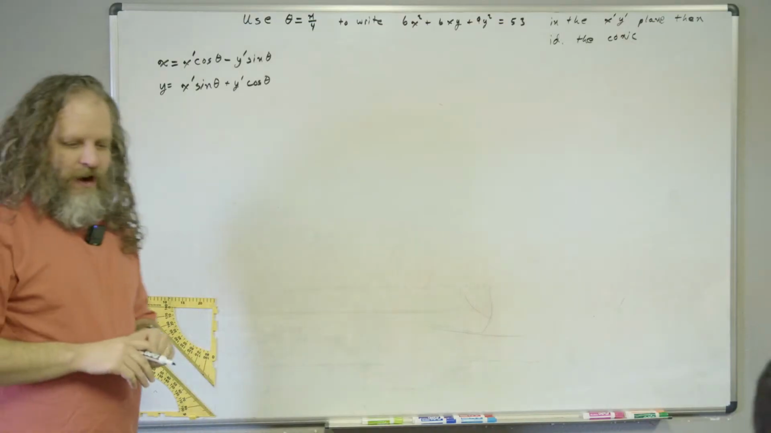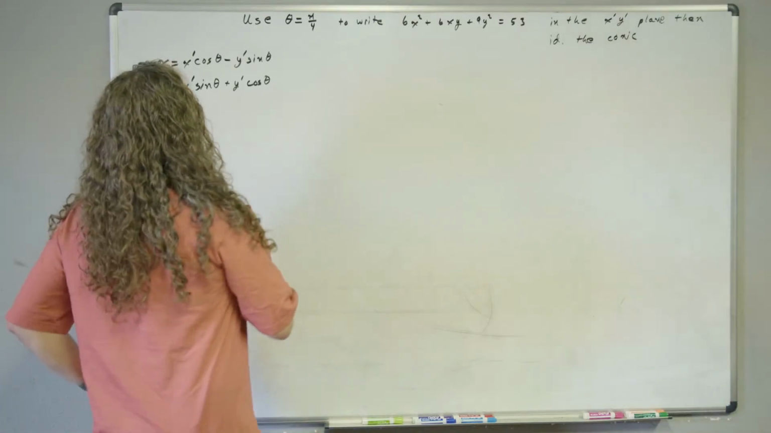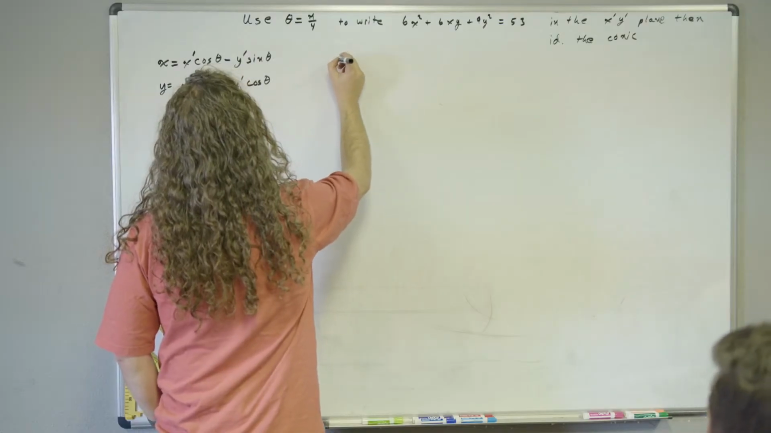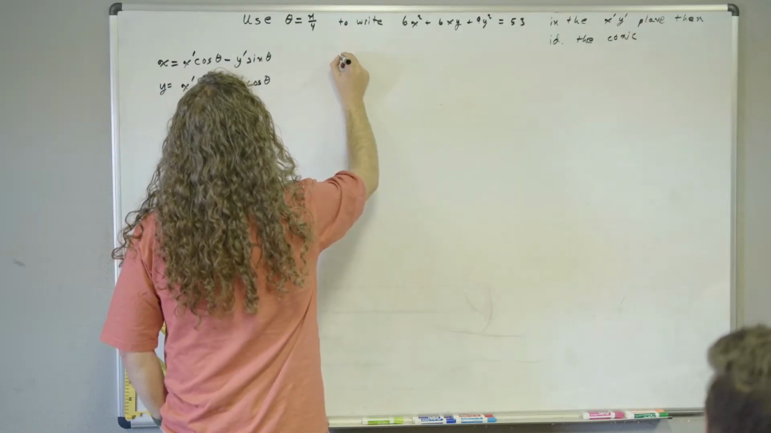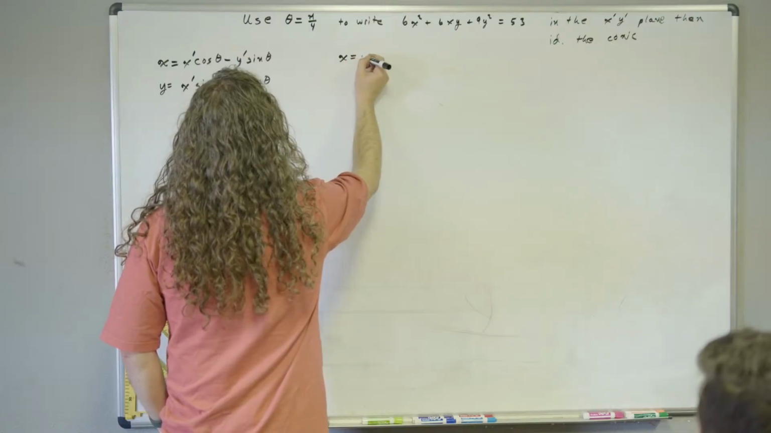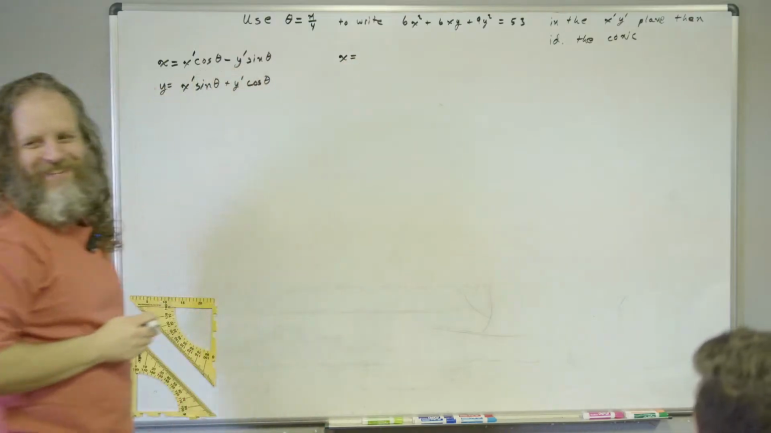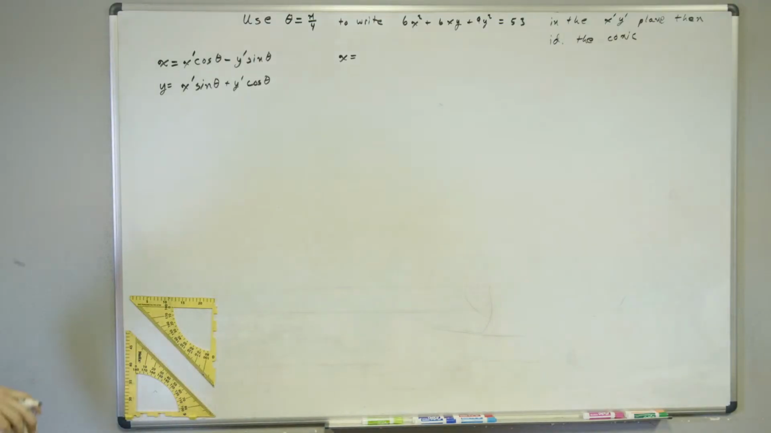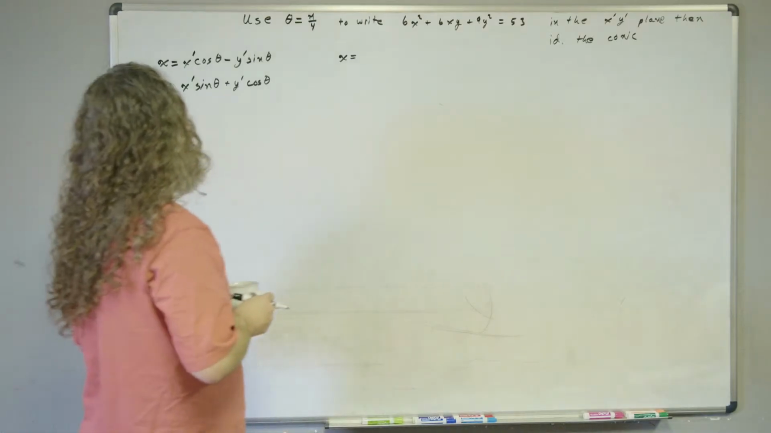Okay, so for our problem, what does sine of pi over 4 equal? Sine of pi over 4 equals sine theta. It's 45 degrees. It is square root of 2 over 2.